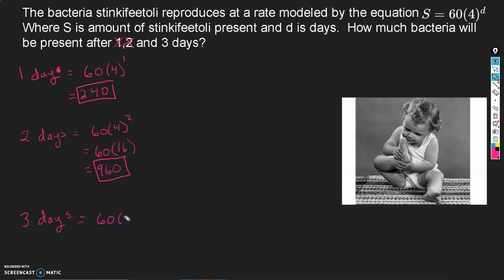See, 60 times 4 to the D, and D is 3, so 3 gets subbed in for D. So this is going to be 60 times 64, because 4 times 4 times 4 is 64, and according to my magic number machine over here, that'll be 3,840 stinky feet oli after 3 days. So day 1, 240 stinky feet oli, day 2, 960 stinky feet oli, and day 3, 3,840 stinky feet oli.